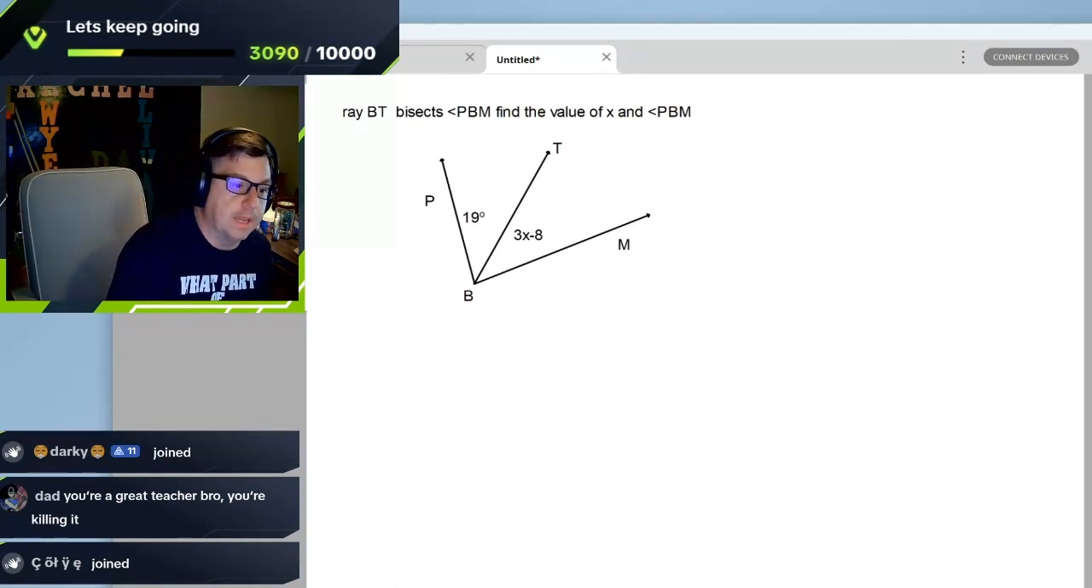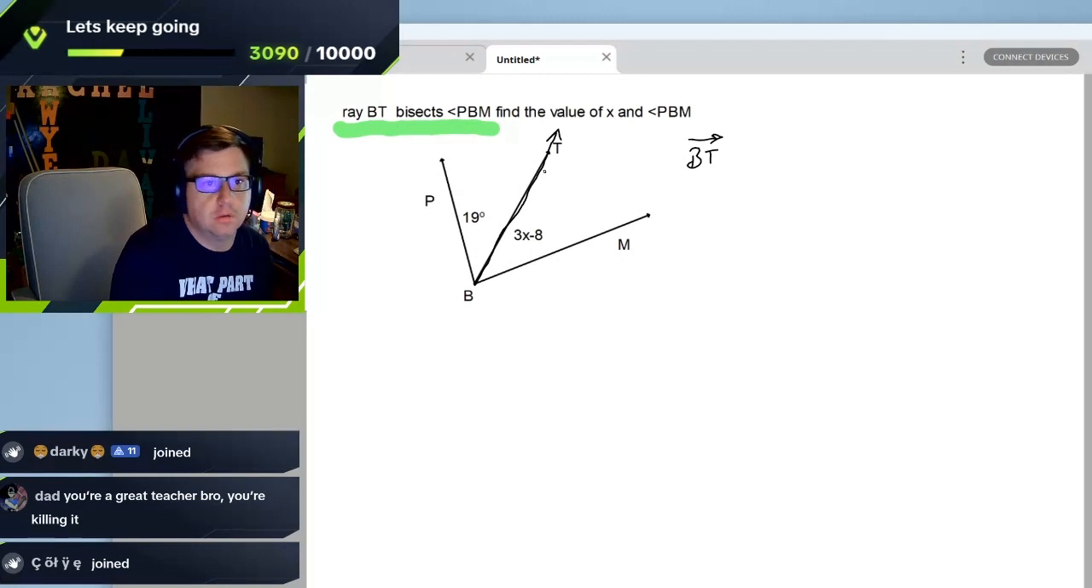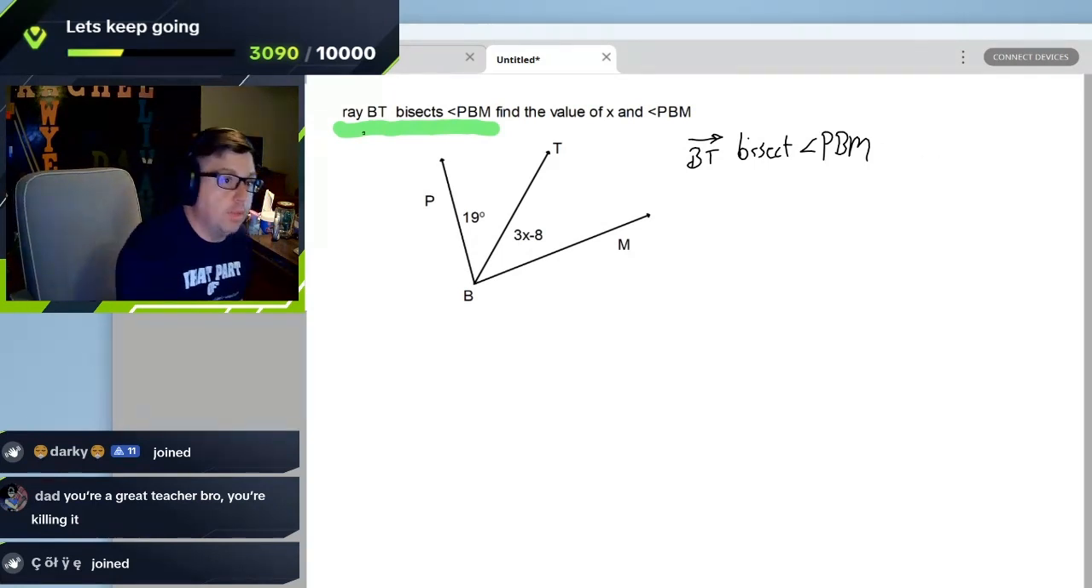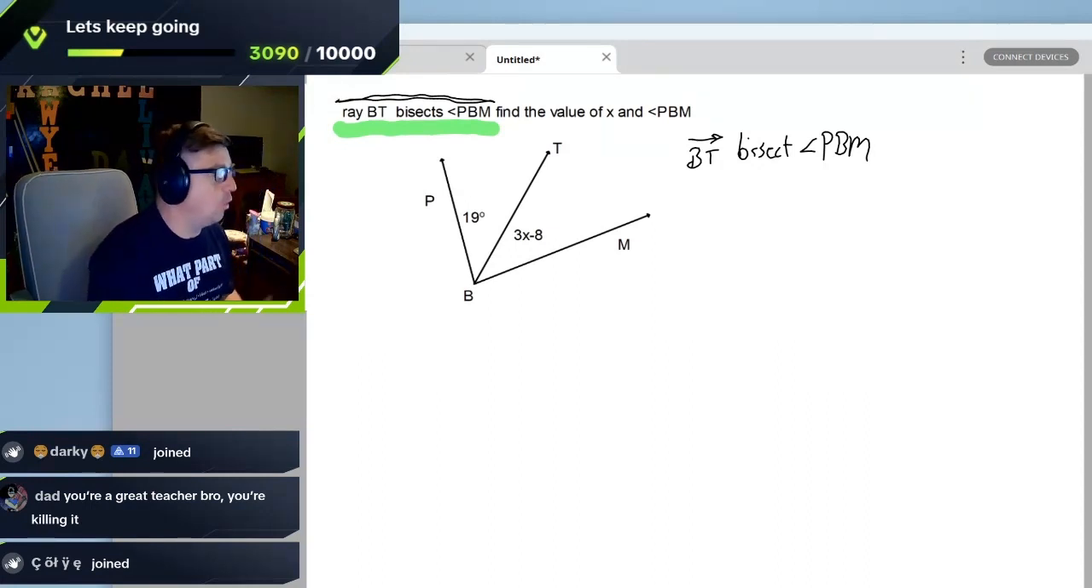So, once again, start off, what do we know? We know that, I'm going to make sure it's black, BT, ray BT, so it starts at B, goes through T. Okay, that's what the ray is. All right, bisects PBM. It bisects the whole thing. So we're going to say that. Bisects angle PBM. Why do we know that? The only reason we know that is because of this right here.